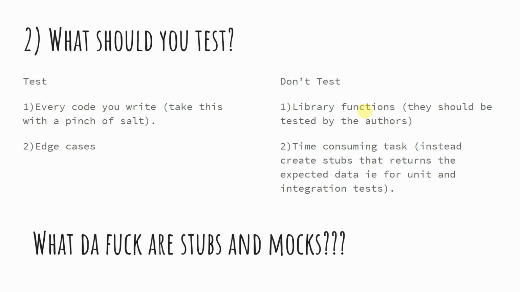Another thing not to test would be time-consuming tasks. So what are time-consuming tasks? For instance, now you want to request data from an online API in your application. As long as it's going to be connected to the internet, it's going to take a couple of seconds to actually get that feedback. And for your test, you want your test to be fast. So instead of waiting for that feedback, what do you do? You create something called a stub. So stubs return expected data. That is for unit and integration testing. We're going to be talking about these two things, so just forget about that for now.